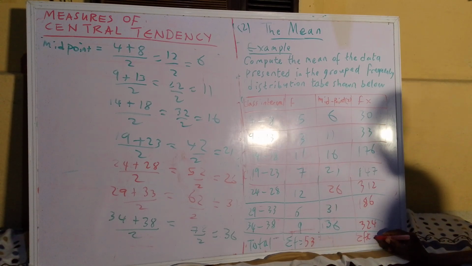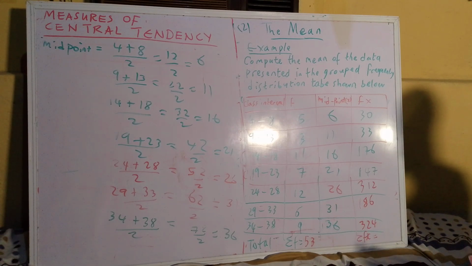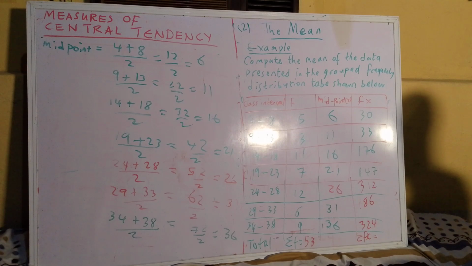Then summation of f of x. I hope you can see this down part. Summation of fx will give us what? 30 plus 33 plus, add with me with your calculator so in case I make a mistake, you can correct me. 147 plus 312 plus 186 is equal to 284. Did I miss anything? Seems not to be complete. I've not added 324.